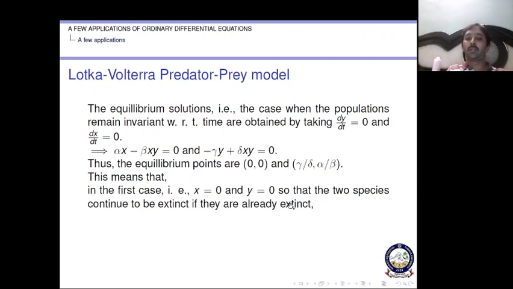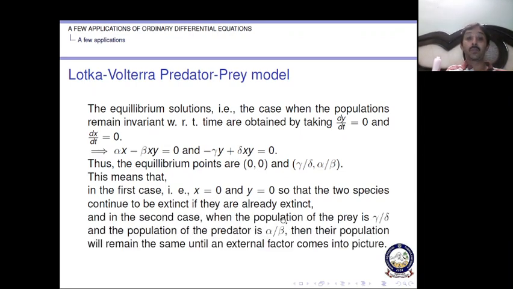If there is no rabbit and if there is no fox, automatically there will be no population of fox or rabbits changing, right? So when x and y are 0, then they will remain extinct as they are. And in the second case, when x is γ/δ and y is α/β, that means when the population of rabbits is γ/δ and the population of the predators is α/β, then their population will remain the same until an external factor comes into picture.